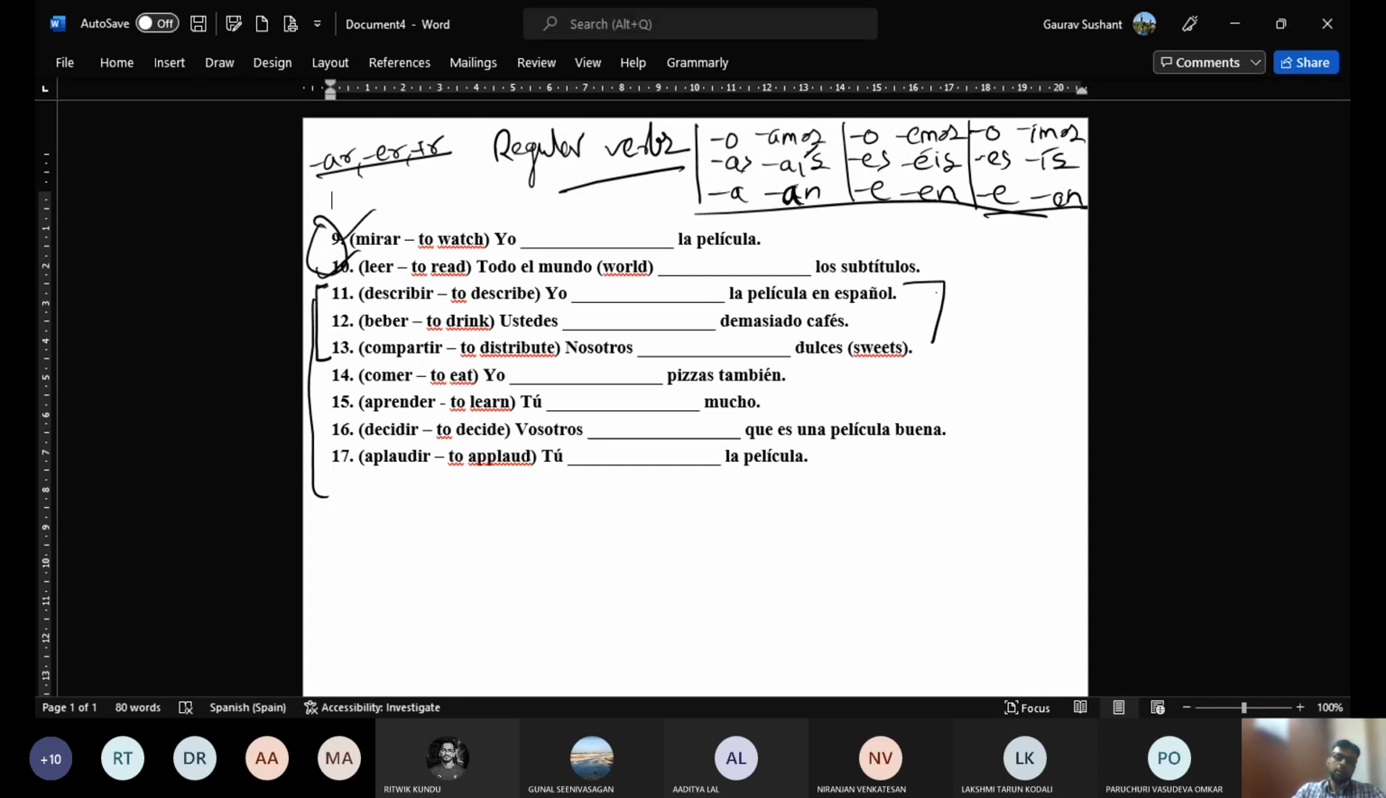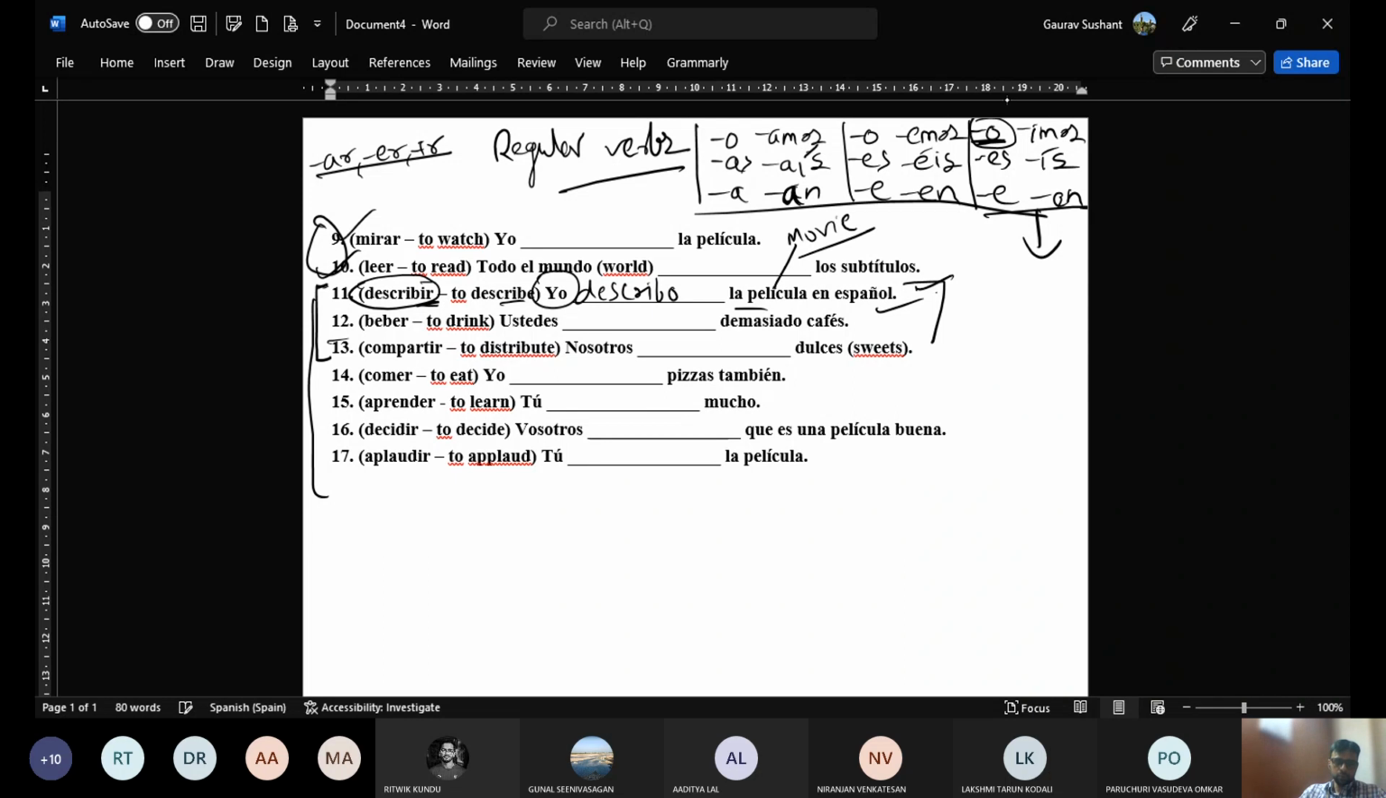Okay, so instead of asking others, let me do it myself so that you have the answer also at least. Okay. So number 11, the verb is describir. And if you see, this is an IR ending verb, isn't it? So for an IR ending verb, this is what you will follow. The subject is yo, first person singular. That means you remove the IR and you add this O. So it will be yo describo la película en español. Okay. The meaning of describir is to describe. So it will be I describe the movie in Spanish.